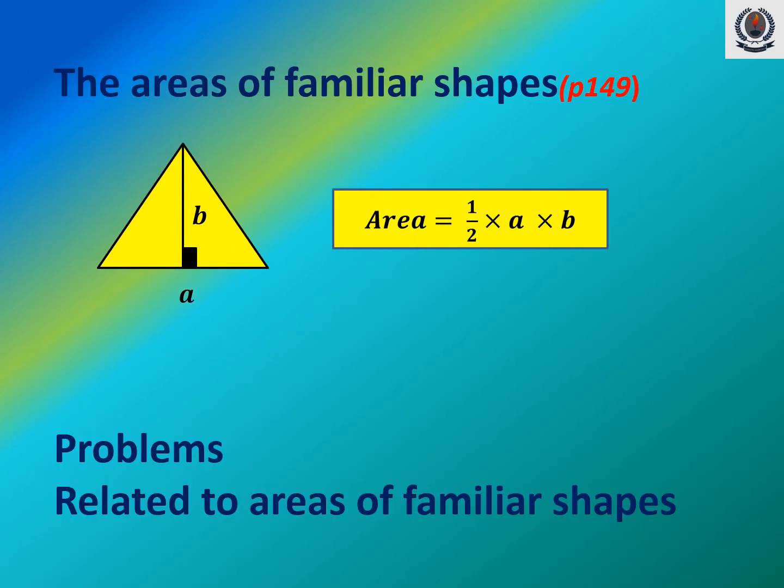The area of familiar shapes. Under that, we know how to find the area of a triangle: half into base into height. Now in this problem, the base is A, perpendicular height is B. Therefore, area equals half into A into B. Now shall we discuss problems related to areas of familiar shapes.